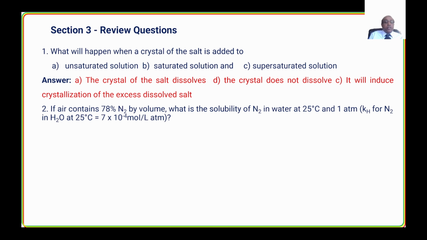If air contains 78% nitrogen by volume, what is the solubility of nitrogen in water at 25 degrees centigrade and 1 atmosphere? Henry's constant for nitrogen in water at 25 degrees Celsius is 7 times 10 to the power of minus 4 mole per liter per atmosphere. So pause the video and give your answer. When you are done, just play the video.